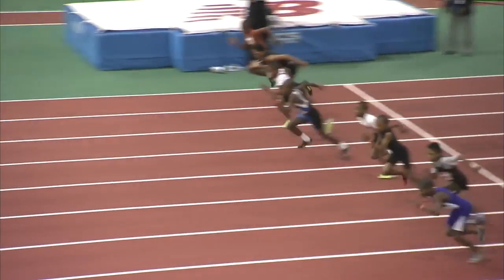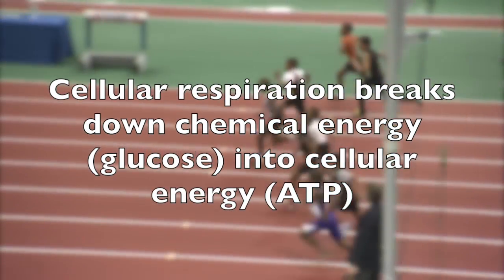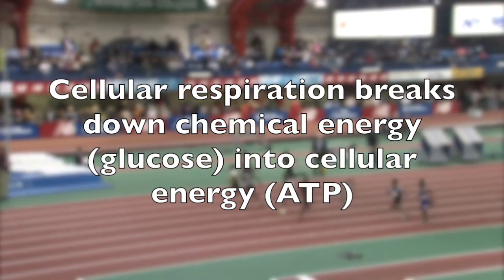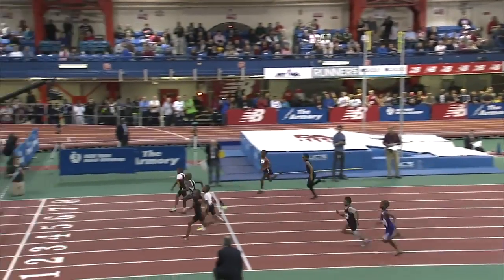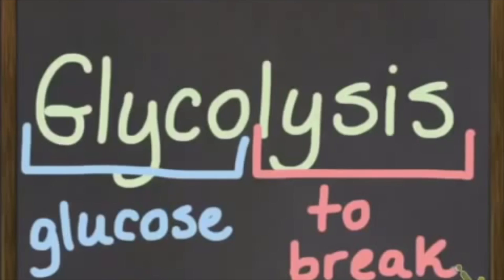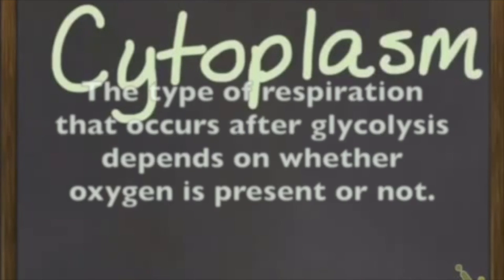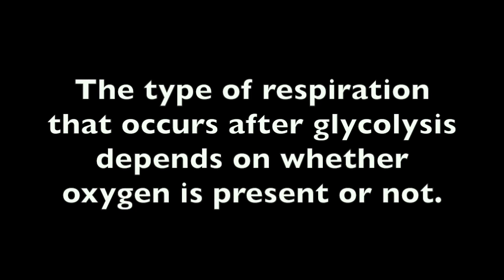So now it's time for a quick review of everything we've learned today. Cellular respiration is the chemical process that breaks down glucose into cellular energy in the form of ATP. Cellular respiration begins with glycolysis, where glucose is broken down in the cytoplasm of the cell. The type of respiration that occurs after glycolysis just depends on whether oxygen is present or not.